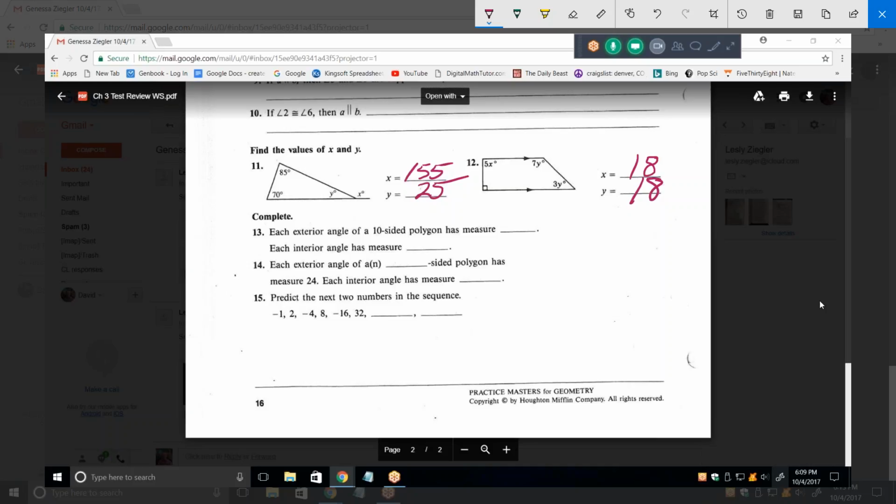I'm impressed with this. So each exterior angle is going to be what? 360. Each one of a 10-sided one. Oh, 36. Each interior is going to be.